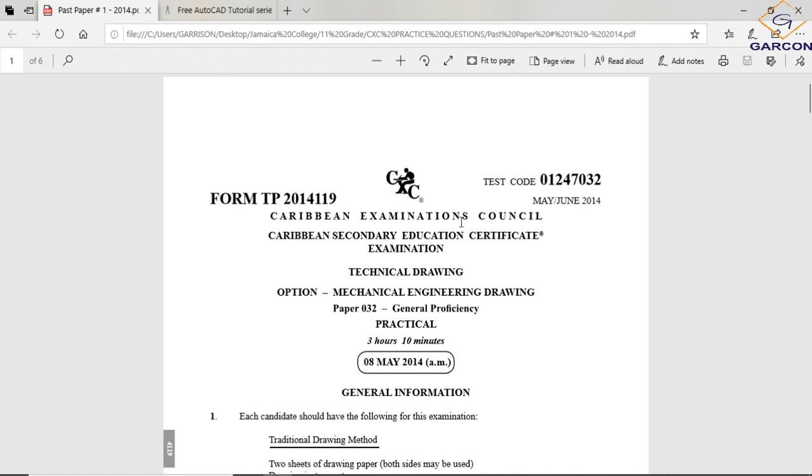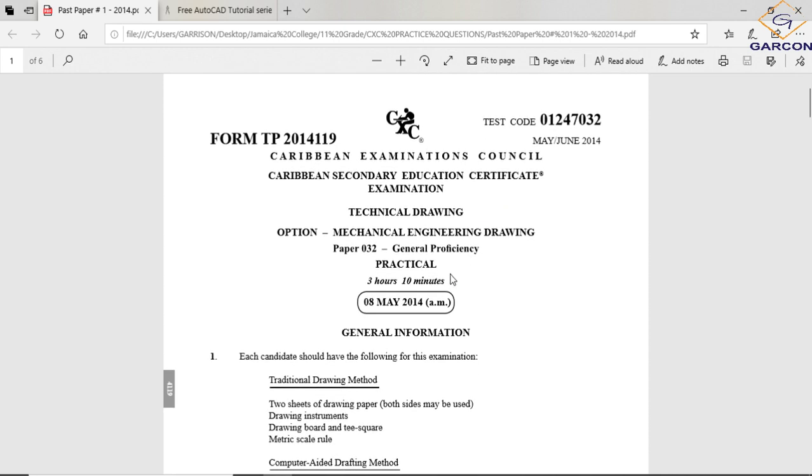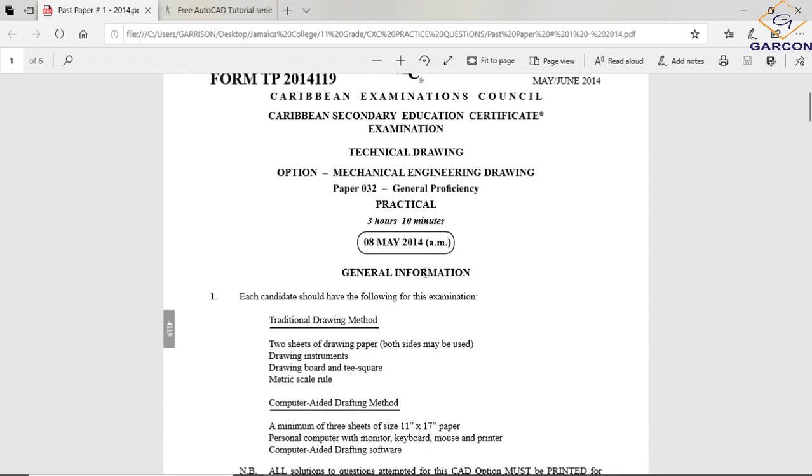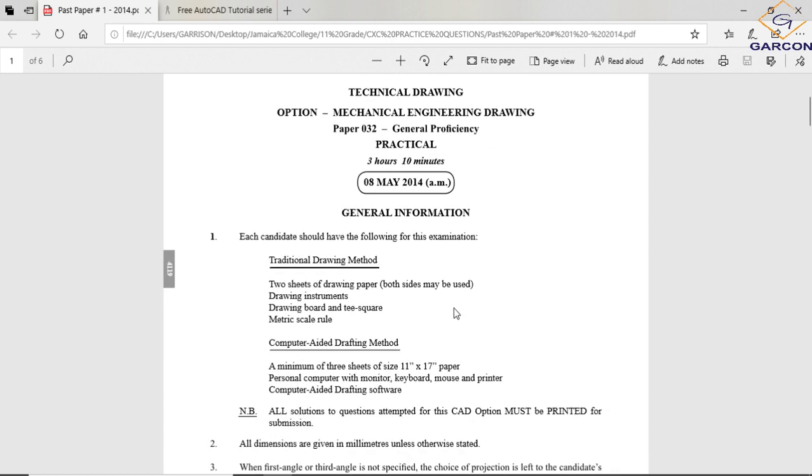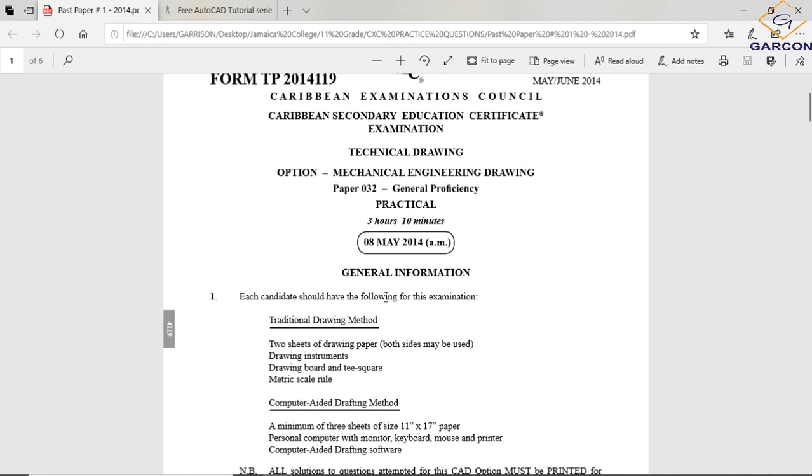Greetings. So, just going through reviewing the 2014 exam past paper for mechanical engineering drawing, right? Now, it's always important for you to read the instructions, especially on the first page. It says here the exam lasts for 3 hours and 10 minutes. However, these days it's not so long anymore. It lasts more like 2 hours and 40 minutes, because they cut down the amount of work we have to do.